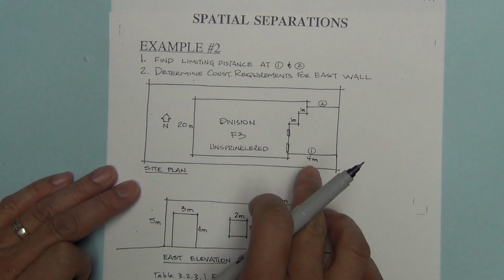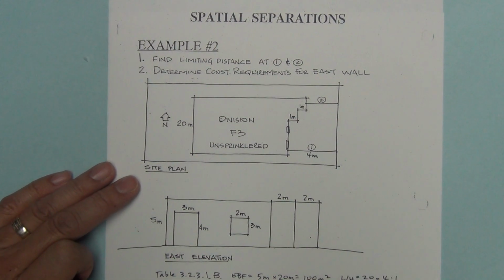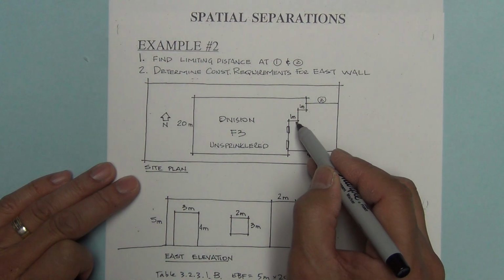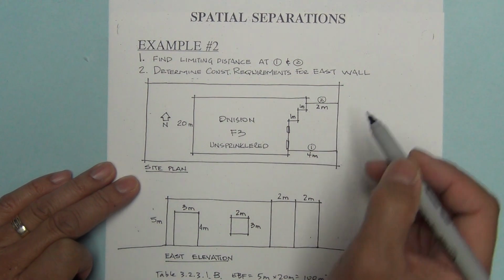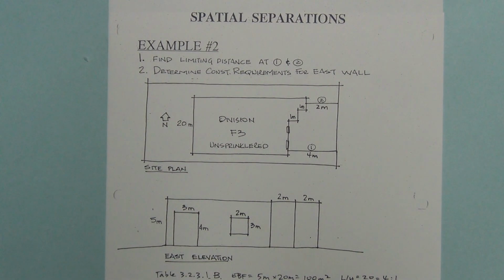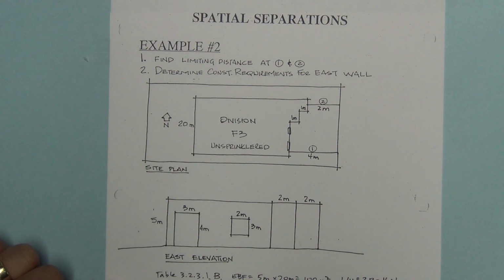Knowing limiting distance number 1 being 4 meters, we can work backwards and take 1 meter away, 1 meter away. So this dimension would be 2 meters limiting distance. Okay, so that answers question number 1. Question number 2. Determine the construction requirements for the east wall.